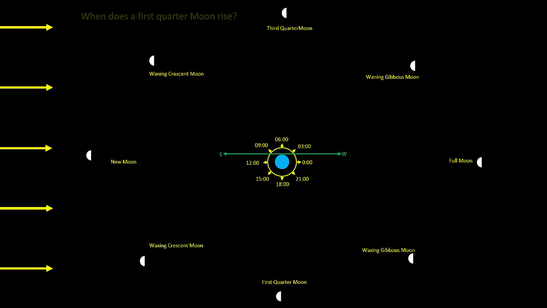Let's pick another one. When does a first quarter moon rise? Well, we just have to rotate that Earth and the green line until the eastern horizon points at that first quarter moon. The observer will be standing where the green east-west line touches the Earth. They're experiencing noon. The first quarter moon rises at noon. It's the only one that rhymes.